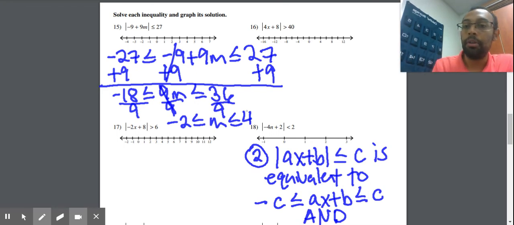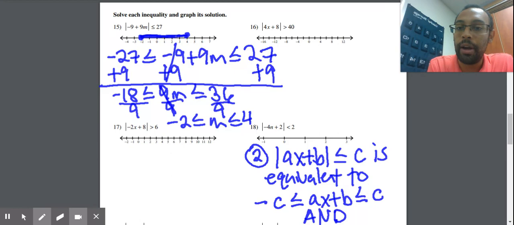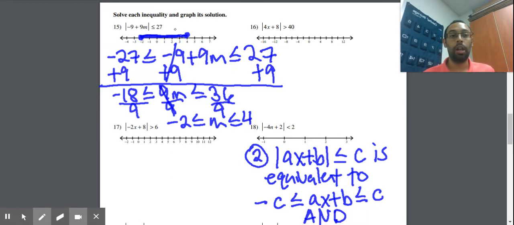So going to your number line, -2 is here. It is less than or equal to, so I'm going to have a closed circle. And then I'm going to go all the way till I get to 4. And then at 4, I'm going to put another closed circle. And then here, in between these two numbers, is where my solutions are for this inequality.